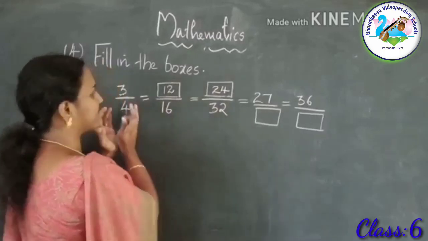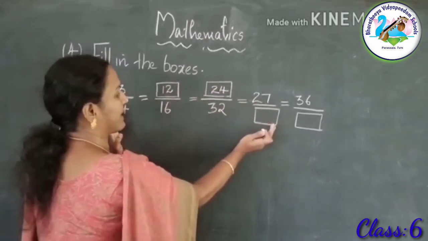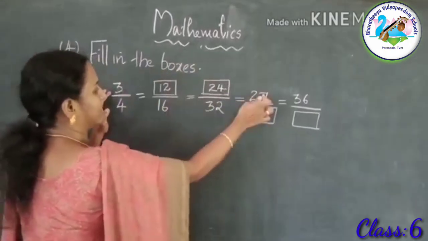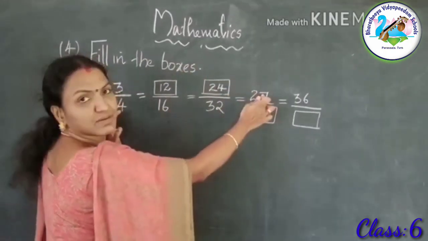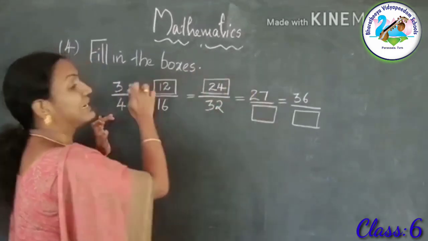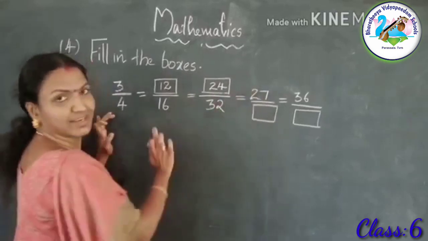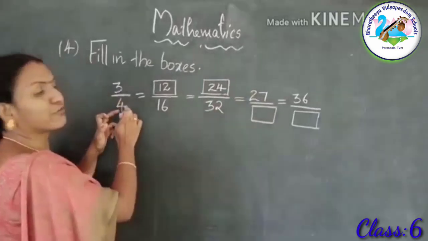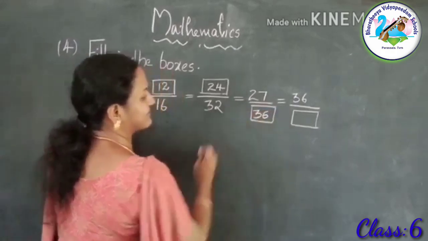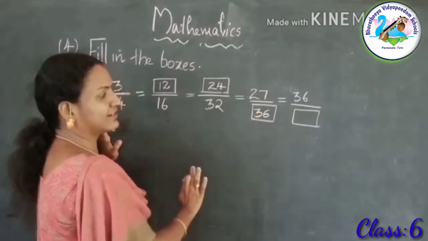Then by comparing the first fraction and the fourth fraction, the numerators are given, 3 and 27. How many 3s are in 27? 9 3s are 27. So multiply 4 with 9. 4 into 9 is 36.